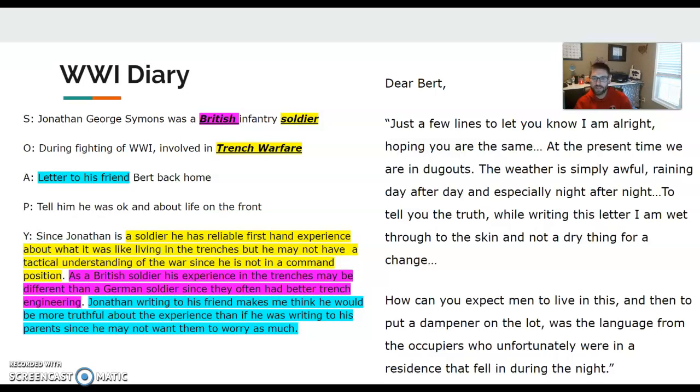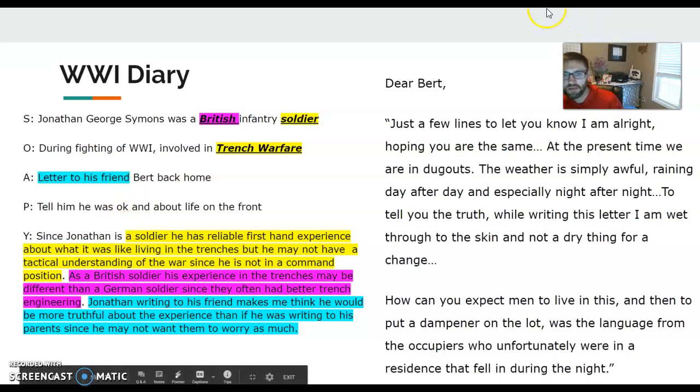And then finally I said, since he's writing to his friend, looking at that audience piece of it, he might be more truthful about what it was really like, as opposed to maybe if he was writing to his parents or to a girlfriend or something. I might think he's trying to make me think it's not quite as bad because he doesn't want those people to worry too much. So again, any of those pieces can affect the contents of this document, and the credibility and reliability of it. So that's a written one.